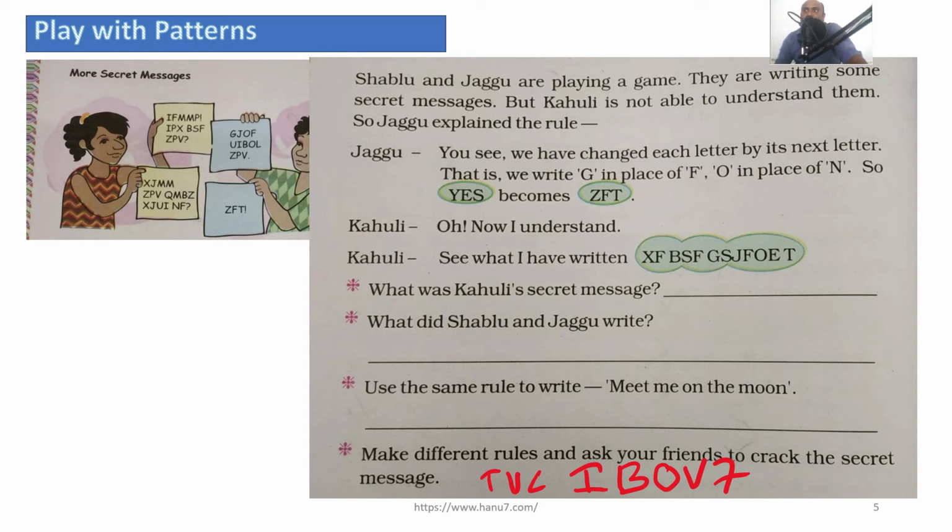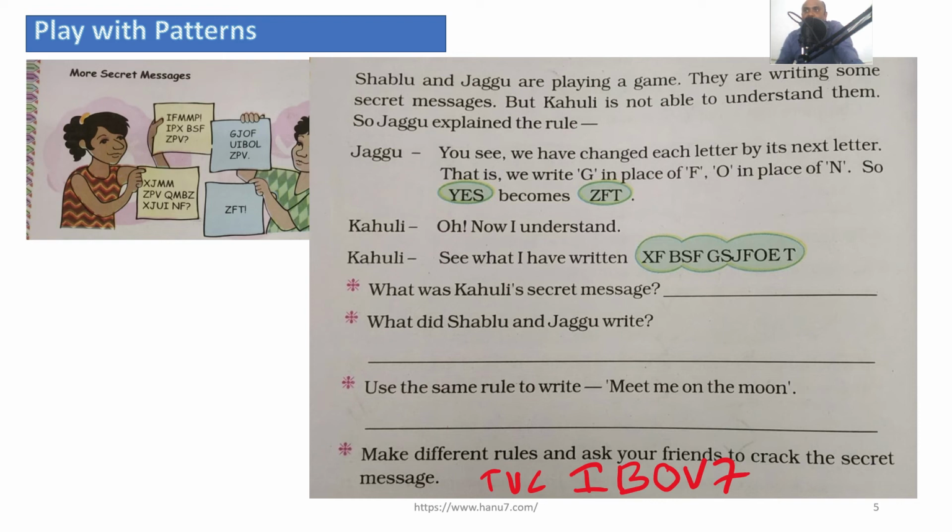You see, we have changed each letter by its next letter. That is, we write G in place of F, O in place of N. So YES becomes ZFT. Kahuli says, oh, now I understood, but I didn't understand anything up to now. So what did Kahuli understand, sir? Let us explain it clearly. Can you make it clear otherwise?